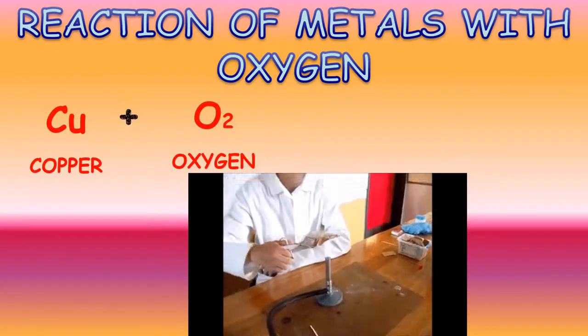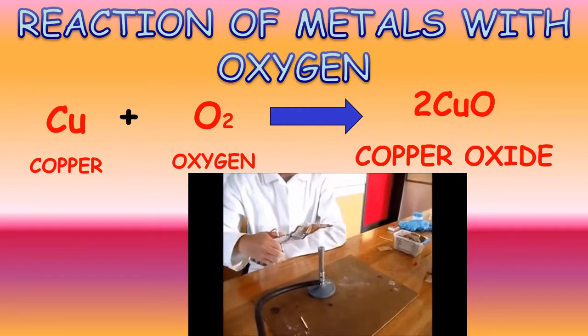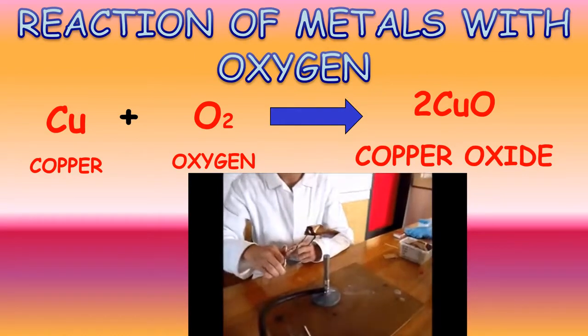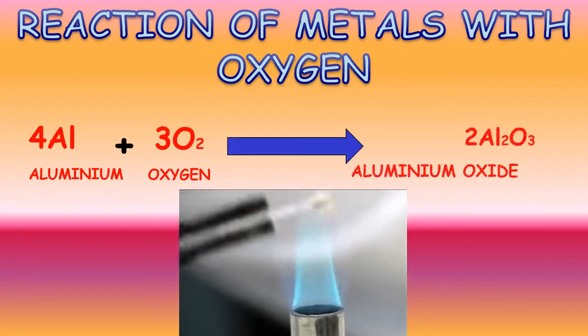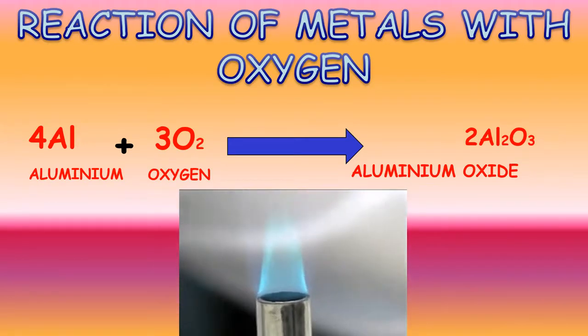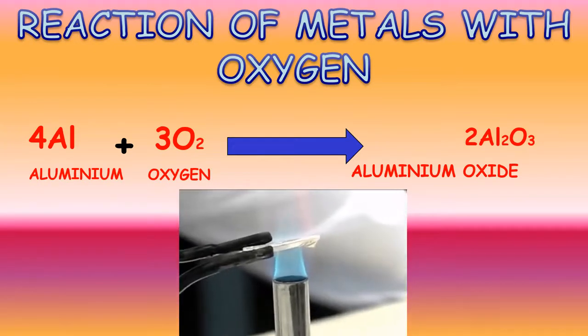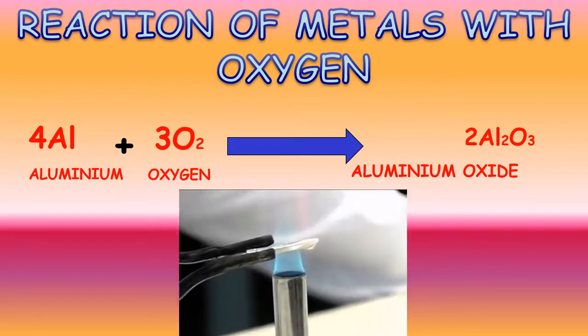You can take examples of other metals. Copper reacts with oxygen to form copper oxide. Aluminium also reacts with oxygen to form aluminium oxide. So, all the metals will form metal oxides when they react with oxygen.